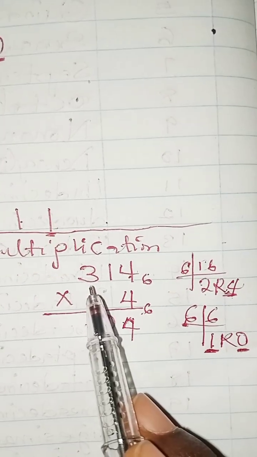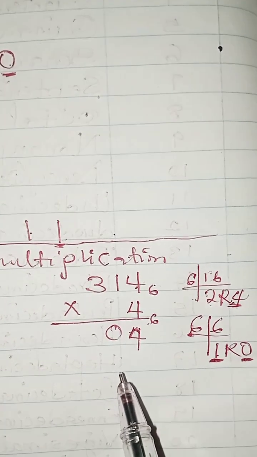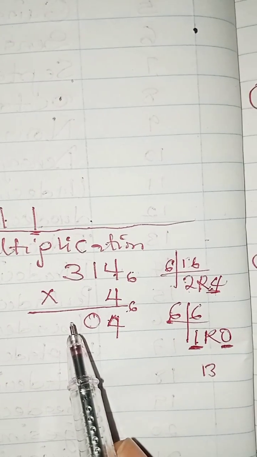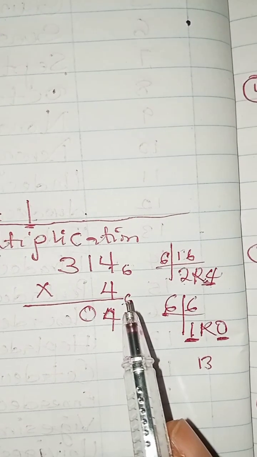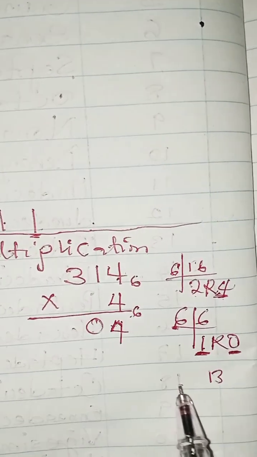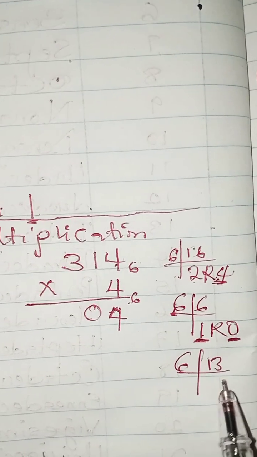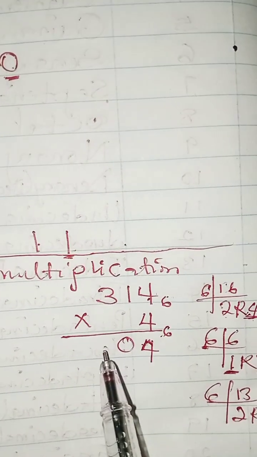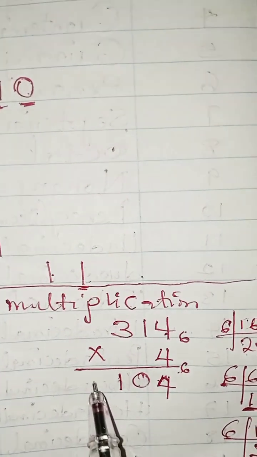Then we'll say 4 times 3 is 12. 12 plus 1 is 13. So we cannot write 13 down here because 13 is more than our base. So we'll break it down by our base, which is 6. 6 into 13 is 2, remainder 1. So we'll write down our remainder, then we'll bring down 2.